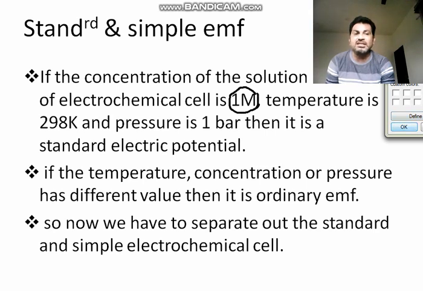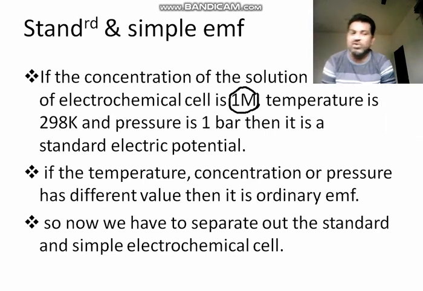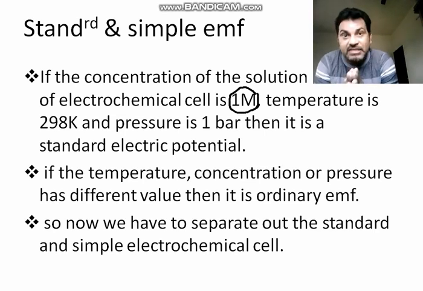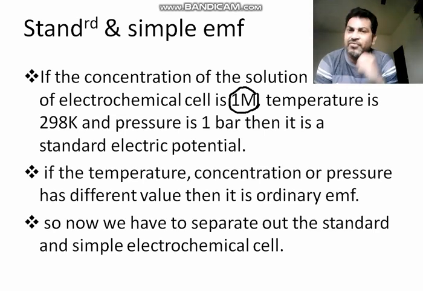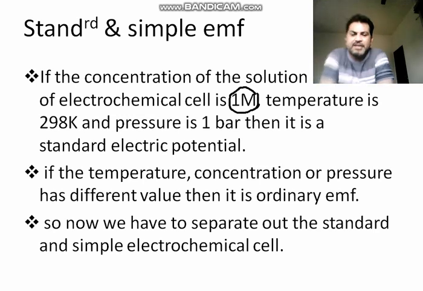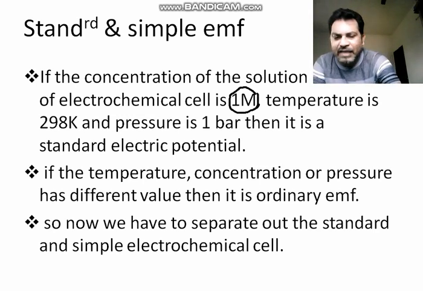If there is a different value of concentration, then I don't think it passes 6.022 into 10 raised to 23 electrons, that is 1 Faraday of electrons. So it is not passing 1 Faraday of electrons, and that's why we have to change the value. The EMF we will develop this way is non-standard EMF. If temperature and pressure are different, then we will have non-standard EMF, not standard EMF.